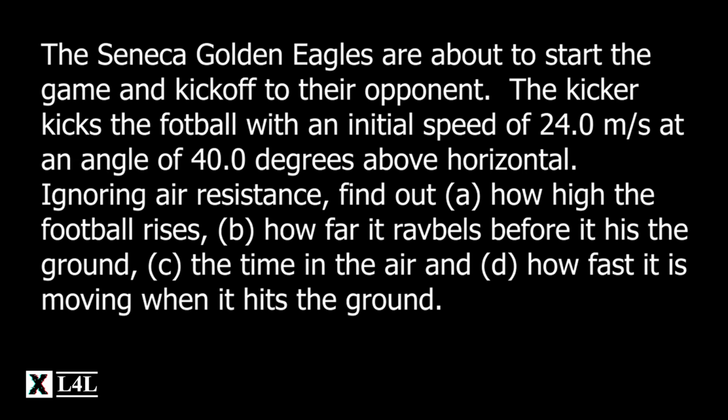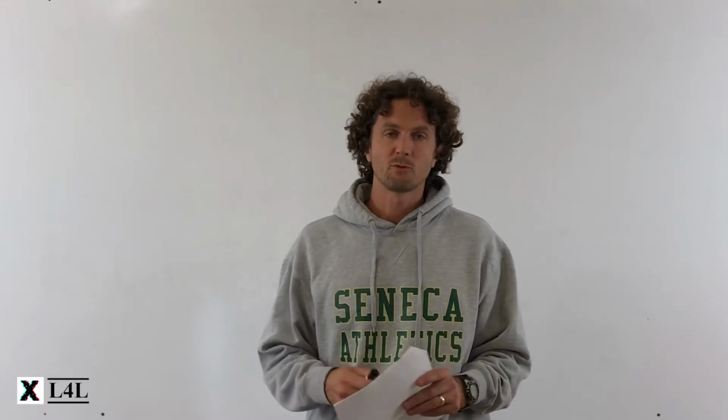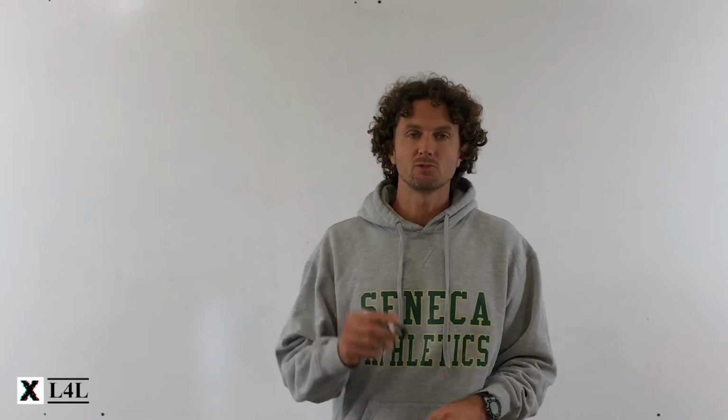The kicker kicks the football with an initial speed of 24 meters per second at an angle of 40 degrees above horizontal. Ignoring air resistance, find out A, how high the football rises, B, how far it travels before it hits the ground, C, the time in the air, and D, how fast it is moving when it hits the ground. Alright, so just like before, the first thing we want to do is draw a diagram.